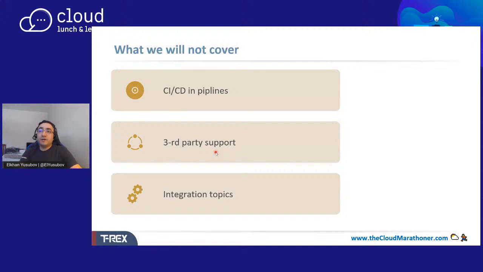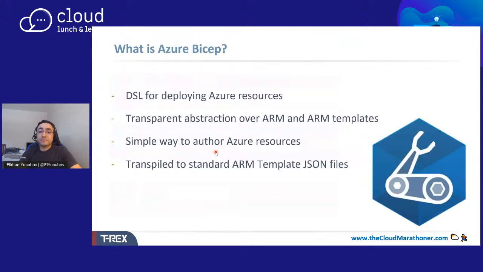Now, what we are not going to cover is how to build a CI/CD pipeline, for example using GitHub Actions. I'm not going to cover that in this session, but if you would like to look at some samples, I will gladly point you to my Azure repo where that work is already done, so you can reference that while building your own CI/CD pipeline for Azure Bicep deployments. We are not going to look into third-party support or integration-related topics at this time.